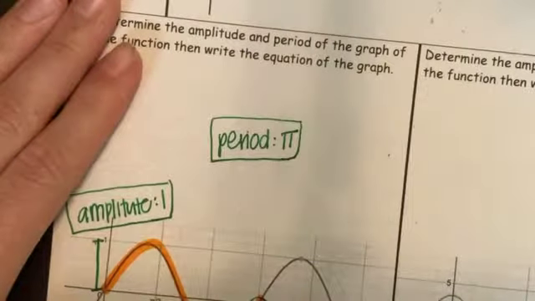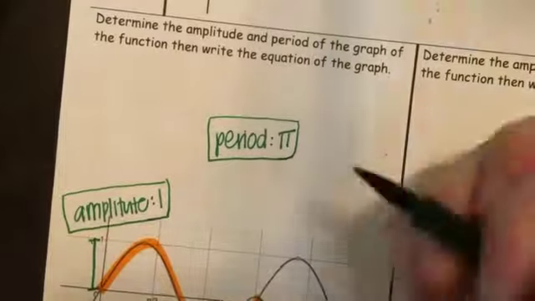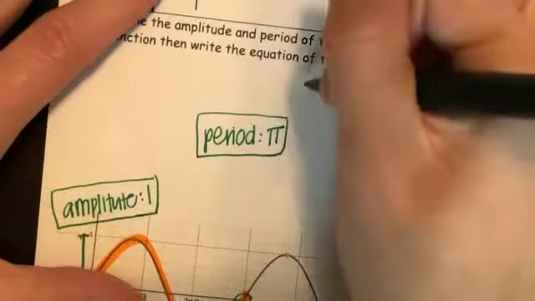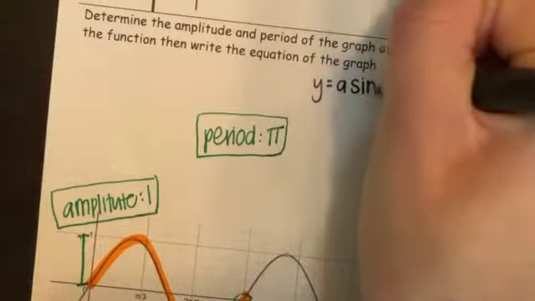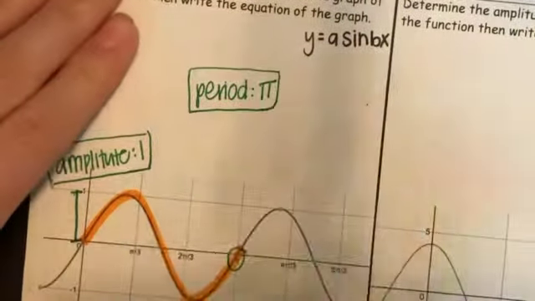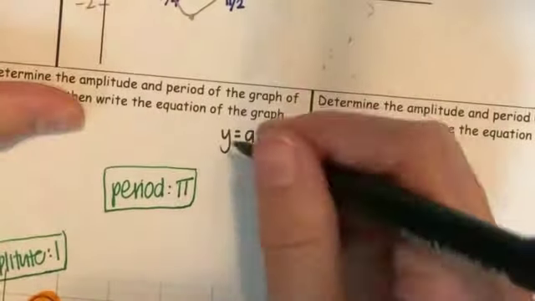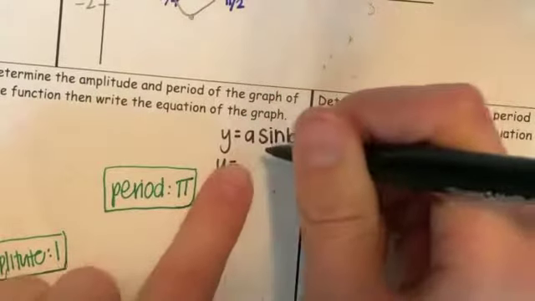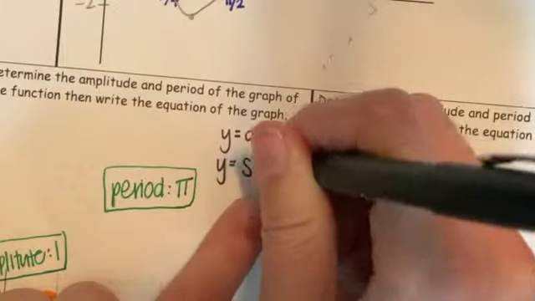Okay, so we're going to write an equation. I've got to write this small now. It's going to be y equals a times sine bx. I wrote sine because this is passing through 0, 0, so I know it's my sine graph and not the cosine. Okay, the a value I already know. I'm going to put a 1 out in front, or nothing actually, because we don't typically put anything if it's a 1. So I'm just going to write down sine.